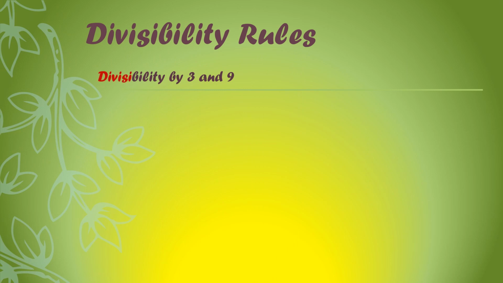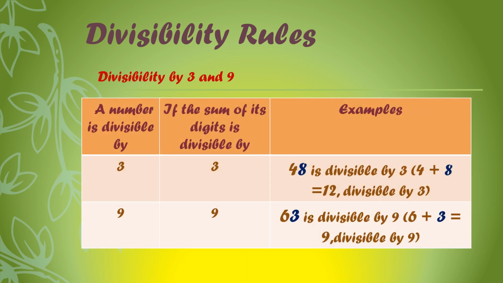Now let's learn the divisibility by 3 and 9. Here come the rules. A number is divisible by 3 if the sum of the digits is divisible by 3. Children, sum of the digits. Sum of the digits means if we have a number and we have to check it for the divisibility by 3, we will add all the digits of that number.